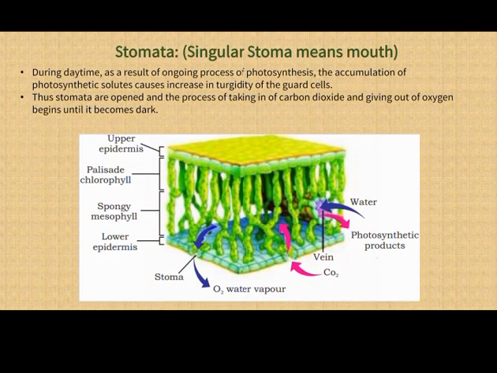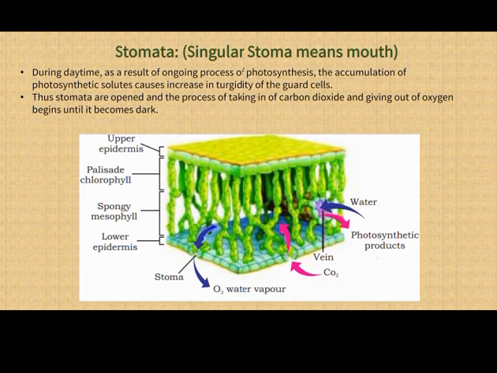So here we have a leaf cross-section diagram. If you cut a leaf through the middle, you can find this microscopic structure, which shows the upper epidermis, palisade chlorophyll, spongy mesophyll, and lower epidermis. And also here you can see the exchange of gases: carbon dioxide gets inside through stomata, and oxygen gets outside through stomata along with some water vapor.